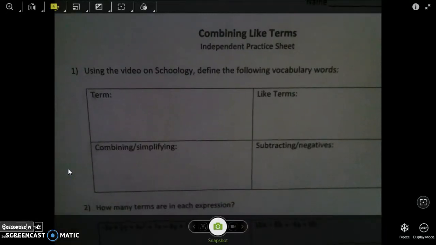This video is about combining like terms, and it follows with independent practice sheets. So we're going to define these four words. The first word is term.